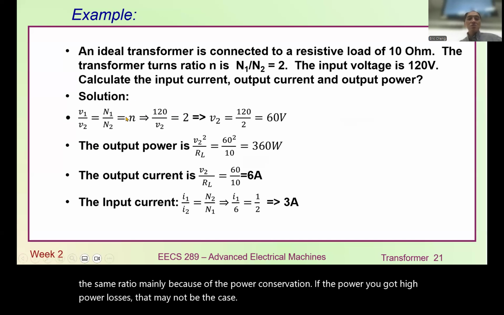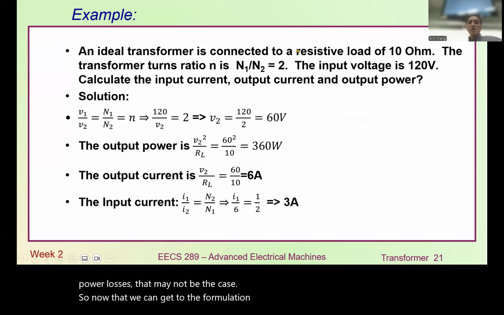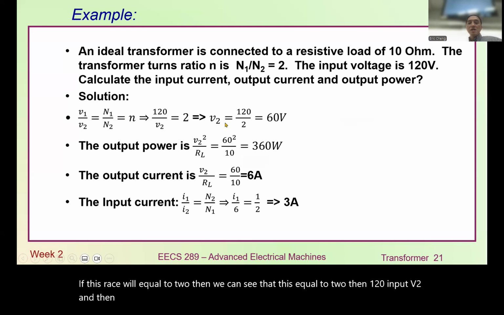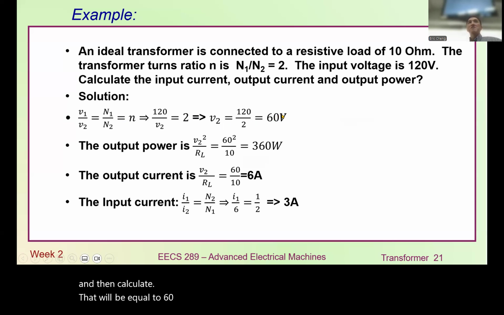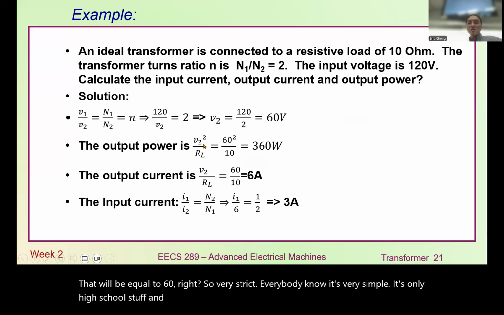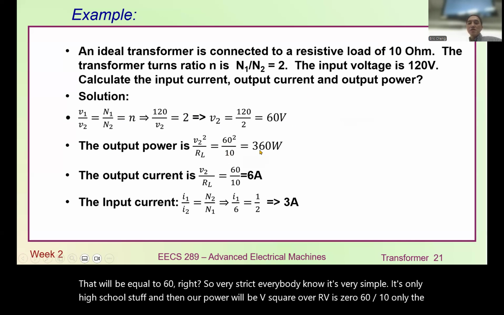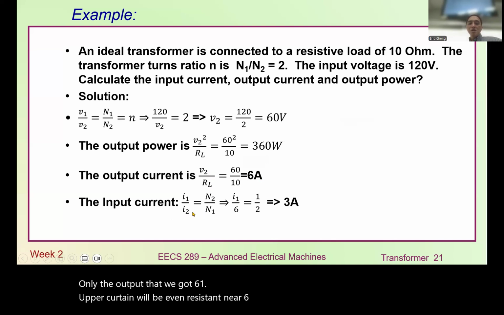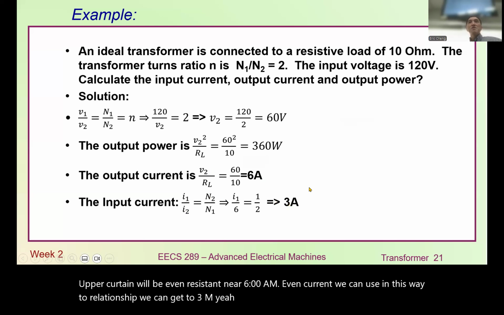Now we can get to the formulation here. If this ratio equals 2, then with 120 V input, V2 will be 60 V, right? Very simple, everybody knows, it's only high school stuff. Then output power will be V squared over R: 60 squared divided by 10 ohm gives 360 watts. Output current, V over R, is 6 amps. Input current, using this ratio relationship, is 3 amps. Very simple, straightforward, no ambiguity.